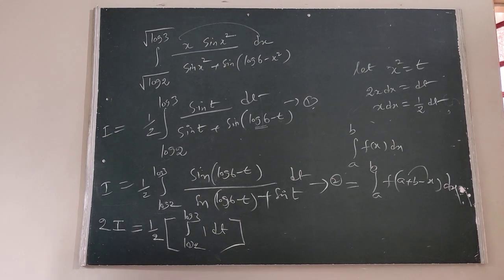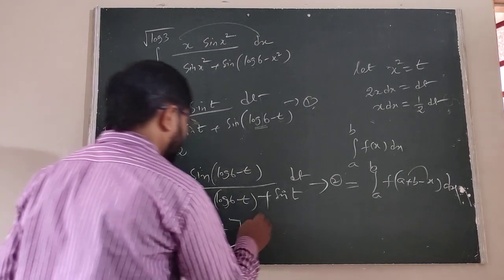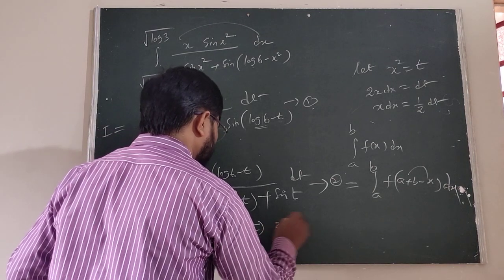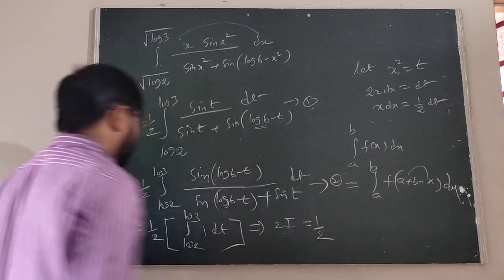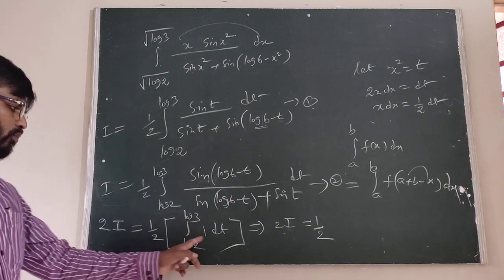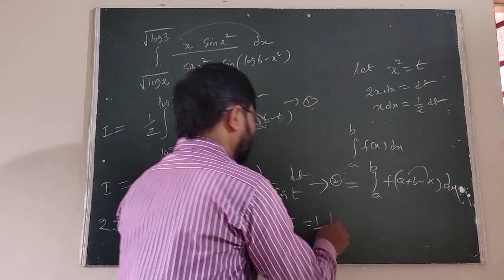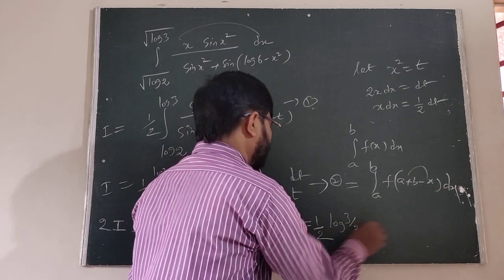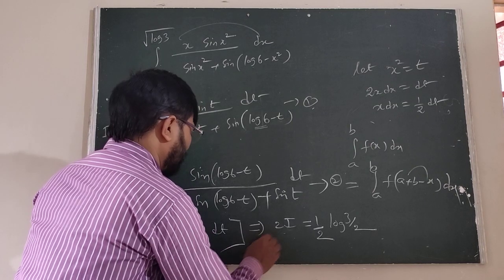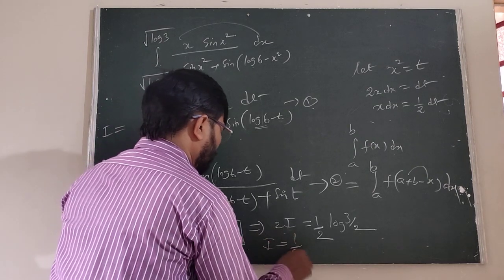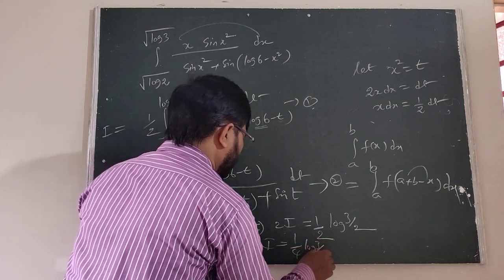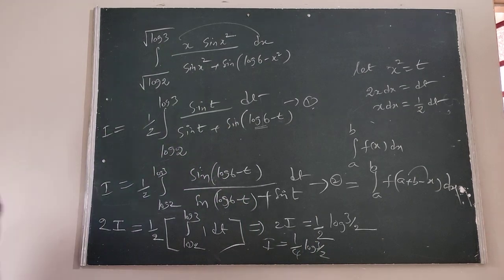Then 2I equals 1 by 2 into the integral of 1 dt, that is t, from log 2 to log 3, so log 3 minus log 2. Log 3 minus log 2 is log of 3 by 2. The value of I equals 1 by 4 log of 3 by 2. This is clear.